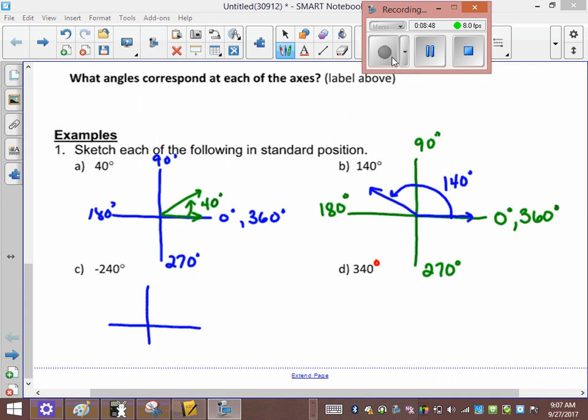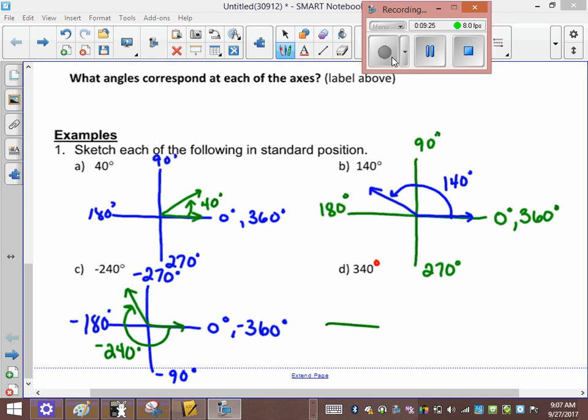Then we have negative 240. So I'm going to label them 0, negative 90, negative 180, negative 270, negative 360. Now you could look at this two ways. You could say 240 is 30 less than 270, or you could say 240 is 60 more than 180. Whichever way you look at it is fine. I'm going to say it's 30 less than 270, so it's about here. And then here's my initial. And the arm has to go like this, backwards, because you're going clockwise. When you go clockwise, you're going negative. So negative 240.